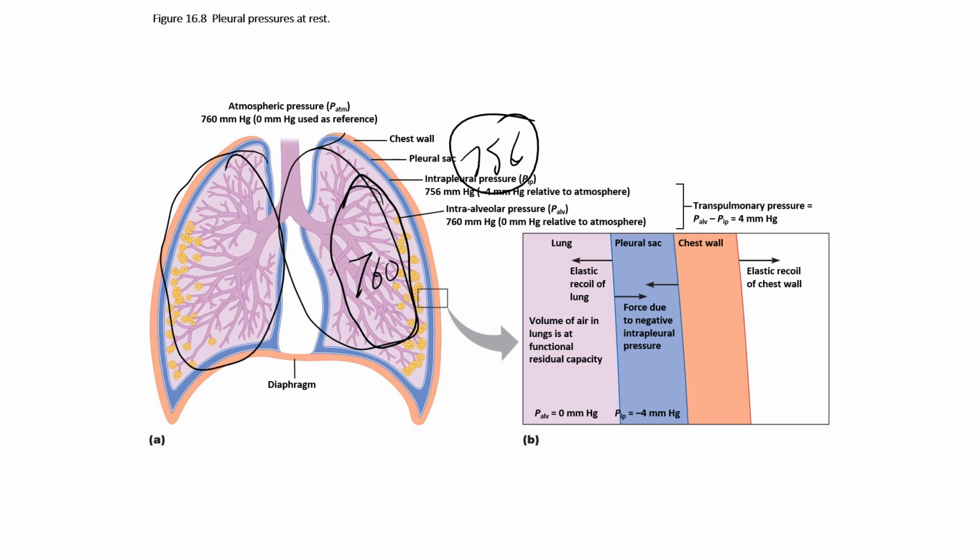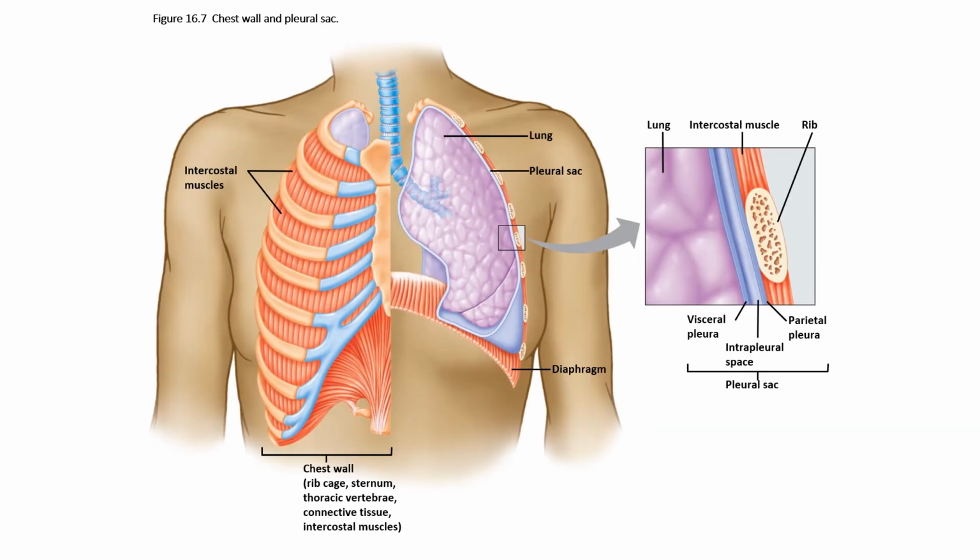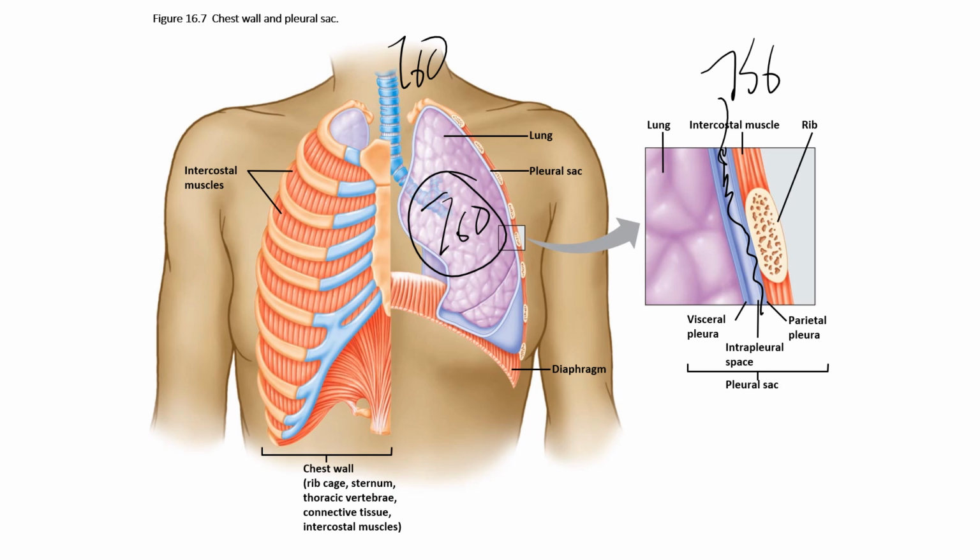Let's look at a different image of this and try to drive the point home. So here's a different image, one that you've seen many times. But what's the air pressure inside of the lungs? Intra-alveolar pressure. It's 760 millimeters of mercury, the same as atmospheric pressure. Now, what's the air pressure in the pleural cavity? Here, it is 756.